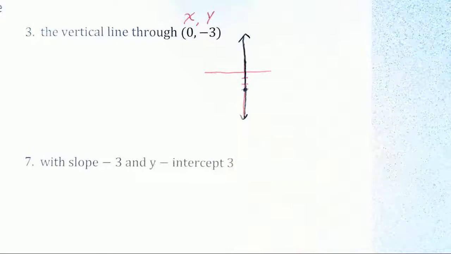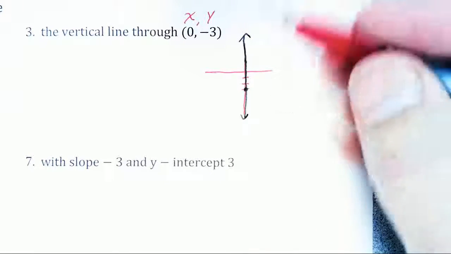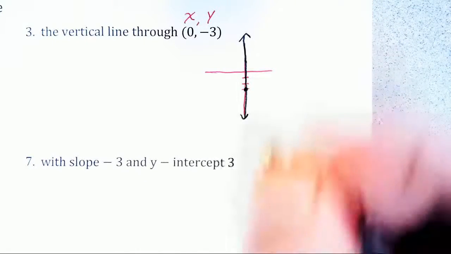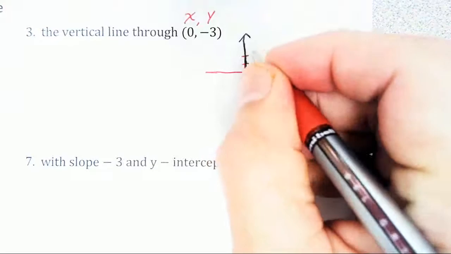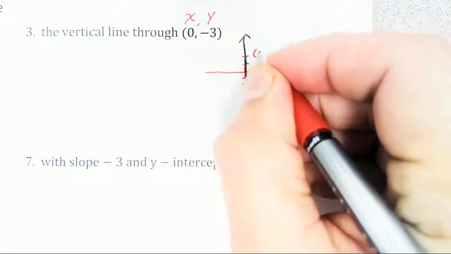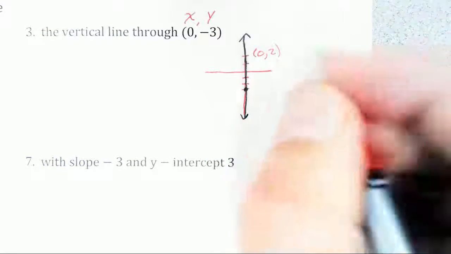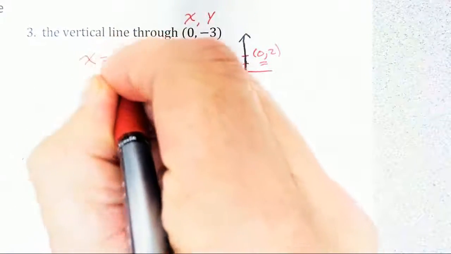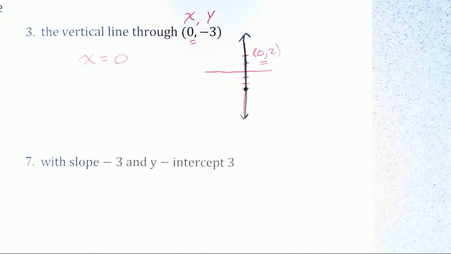And I'll still get people that even from the graph will miss it, and they'll say, well, it's vertical, so that means the y's are changing all the time, so this must be a y graph. Well, let's put another point on this. Right here is the point 0, 2. And what do we notice? No matter where we go, x equals 0. So x equals 0.